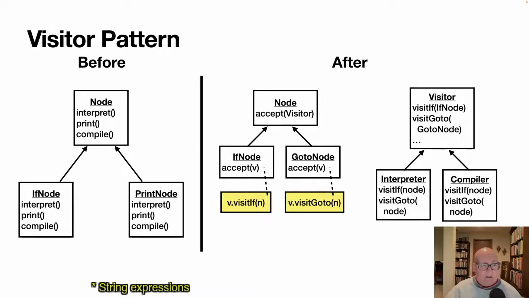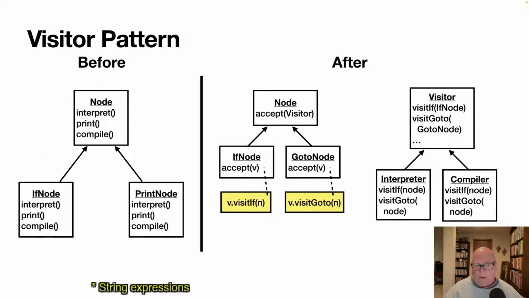In our case, right now we have interpret. I could see a pretty print being useful, and then there could be other ones like, well, compile is on my mind because one of my goals of this project is to write a compiler as well as an interpreter. This is a growing thing of functions on the node, and we keep having to go touch node and if node and print node and assign node and go to node and all the node types.